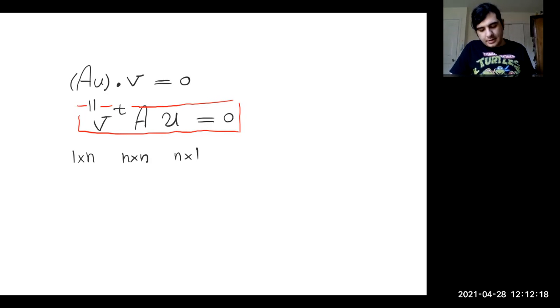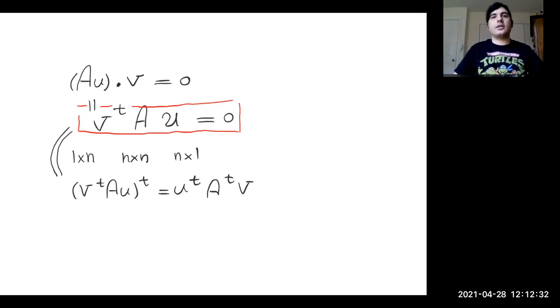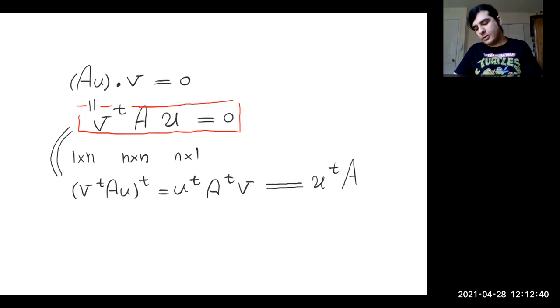So this thing here is equal to its transpose, which is equal to U transpose A transpose V transpose transpose, which is just V. Again, we use the fact that A is symmetric. A transpose is equal to A. So the whole thing is equal to U transpose AV, right?